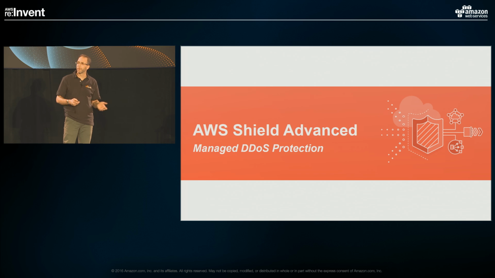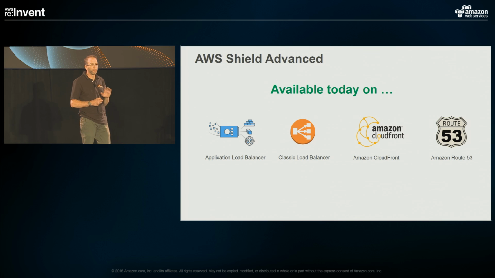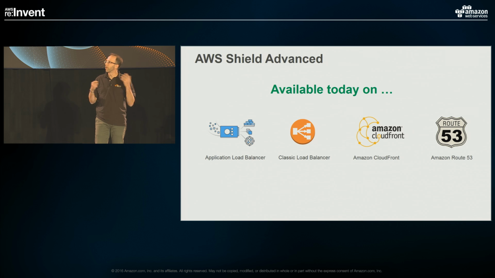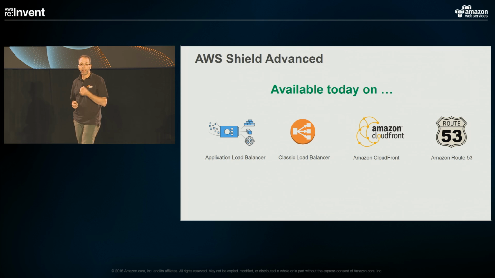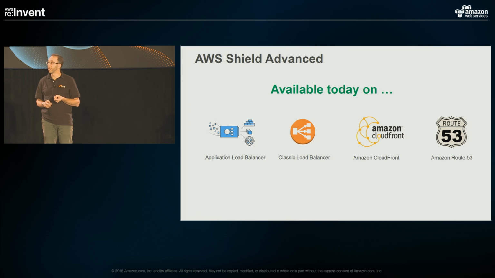So what about AWS Shield Advanced? First, we'll clarify what it covers. It is available today, and it specifically protects Elastic Load Balancing, and that includes both Classic Load Balancer and also Application Load Balancer, Amazon CloudFront, and Route 53.